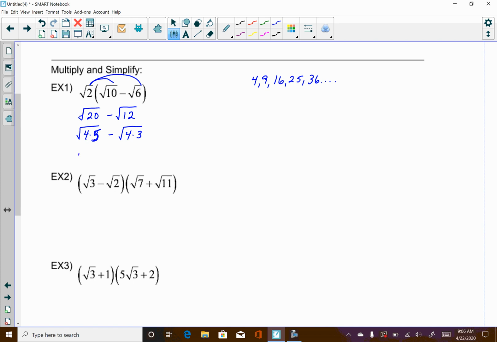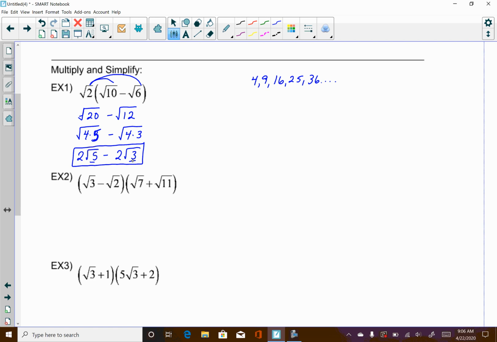Square root of 4 is 2. So you've got 2 square root of 5 minus, on the next piece, square root of 4 is 2, square root of 3. That's fully simplified, but I'm not going to be able to subtract any further because the pieces underneath the square root, underneath those radicals there, are not the same. So that would be your final answer. 2 square root of 5 minus 2 square root of 3.